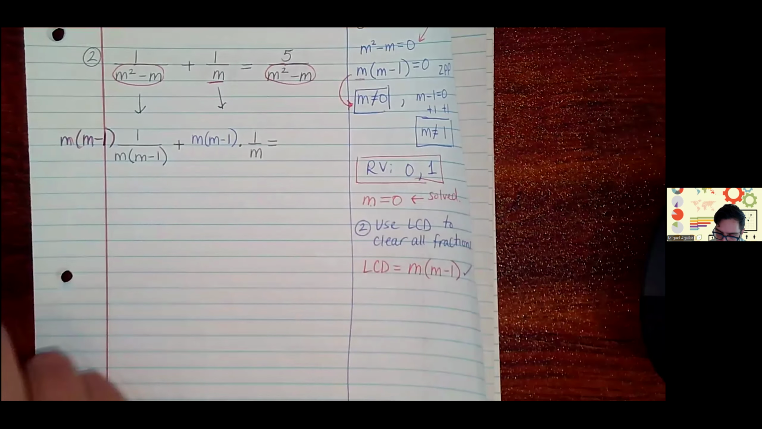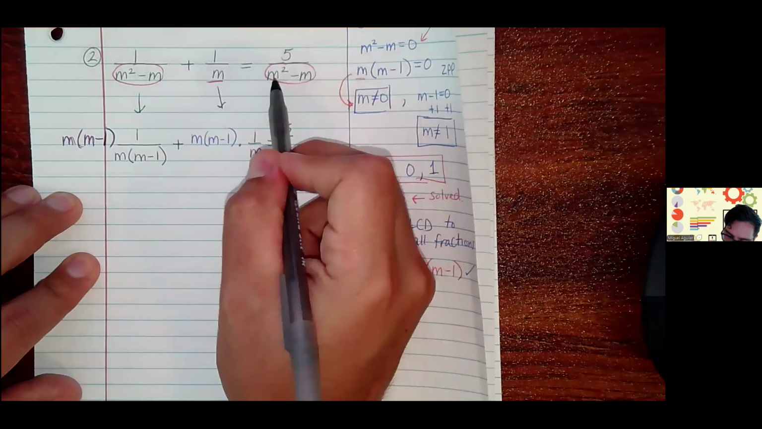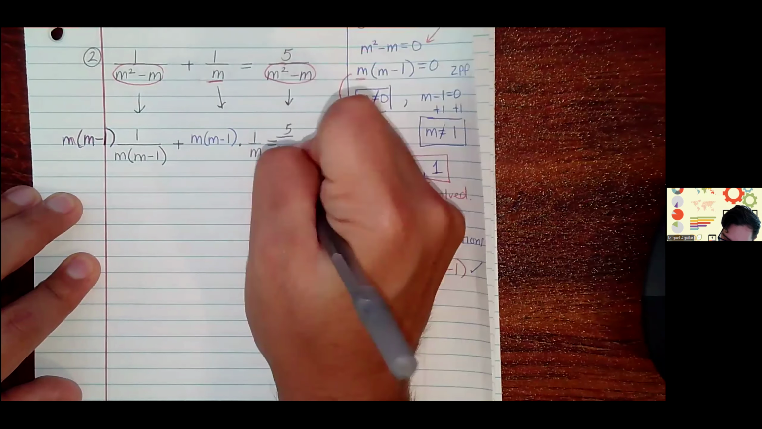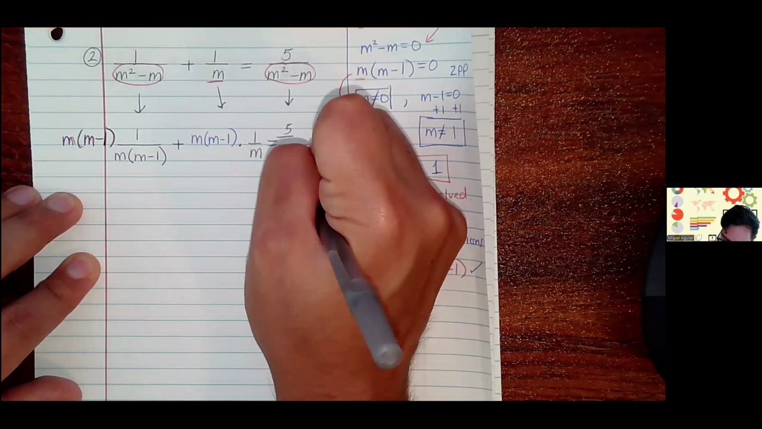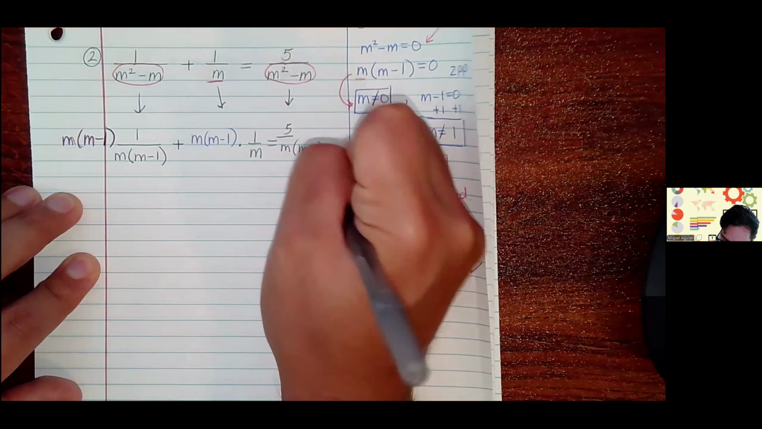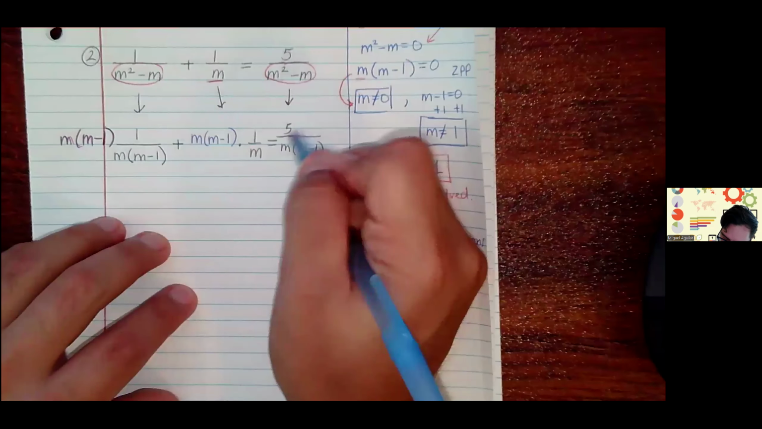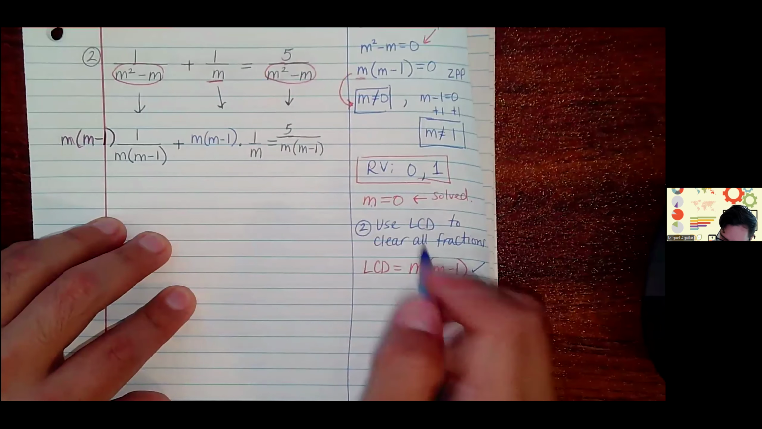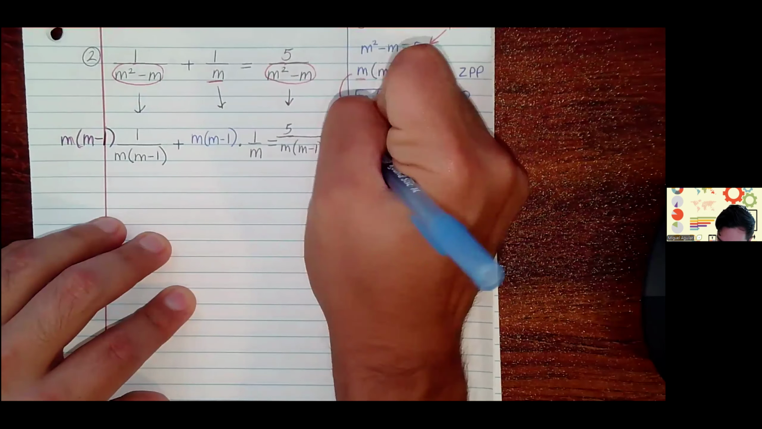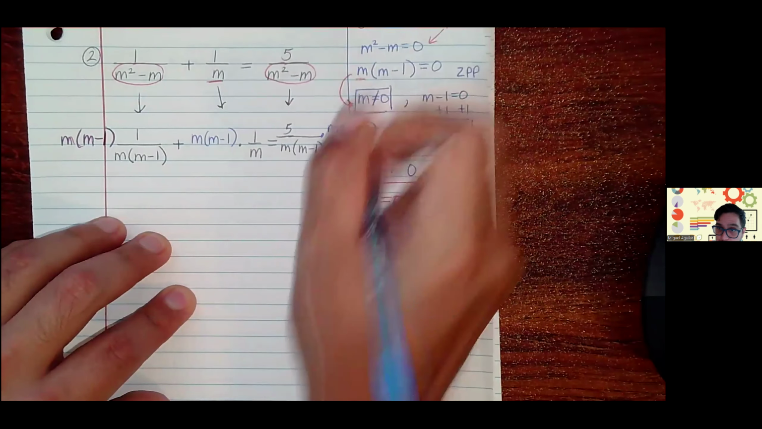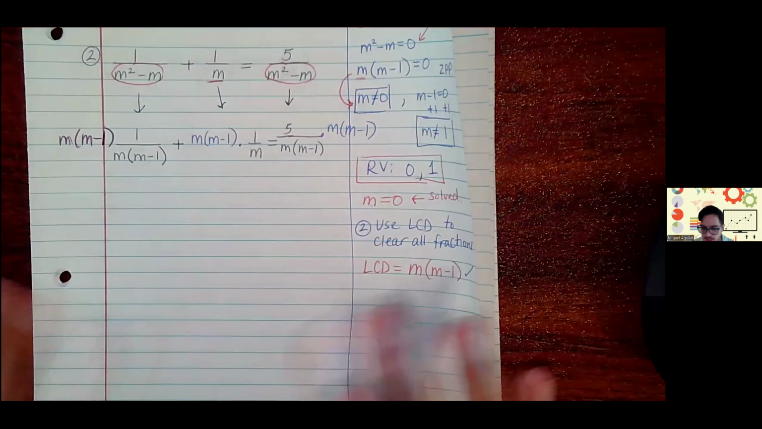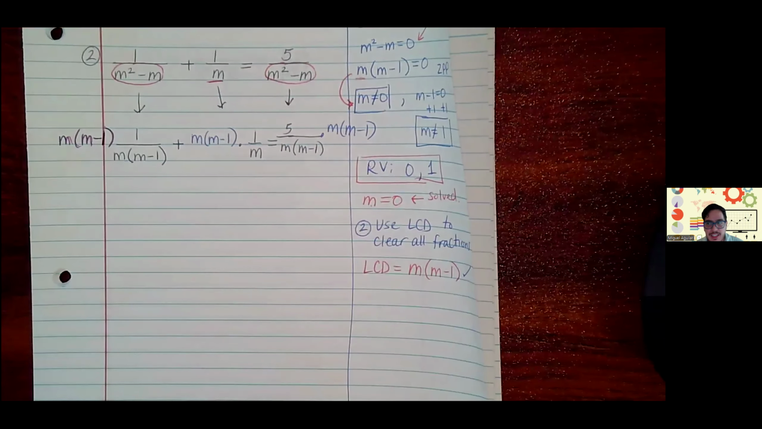Then finally we have 5 over, and this was m squared minus m, but we're going to write that in factored form, m times m minus 1. And we're going to multiply this term by the LCD. So I'm going to multiply by m times m minus 1, and I'm sort of spilling over into my scratch work area, which we seldom like to do because it gets a little bit confusing.